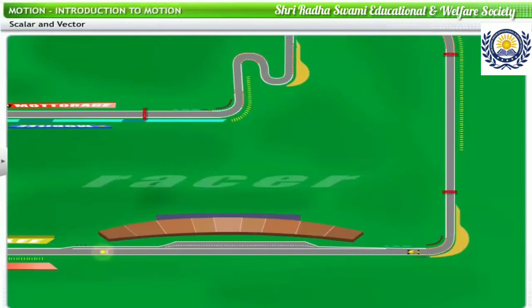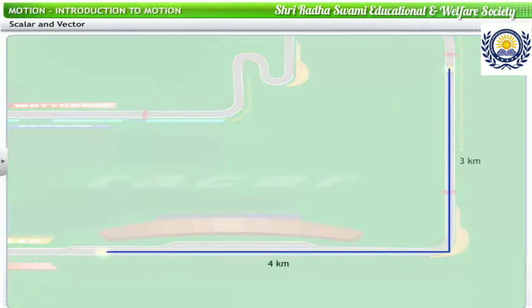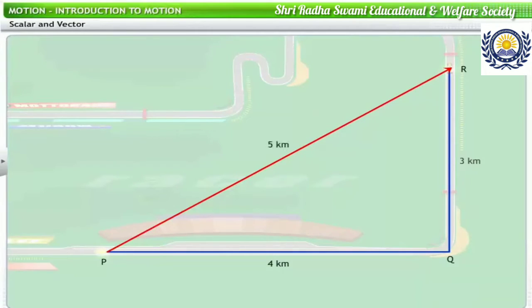A vector such as displacement is simply a scalar with direction. Let's look at a car in the race. A yellow car is currently at a distance of 7 kilometers from the starting line. However, if we measure the straight line from the starting line, the yellow car is positioned at a point just 5 kilometers towards the northeast direction. Here, the distance of 7 kilometers is scalar, whereas the displacement of 5 kilometers towards the northeast is a vector.